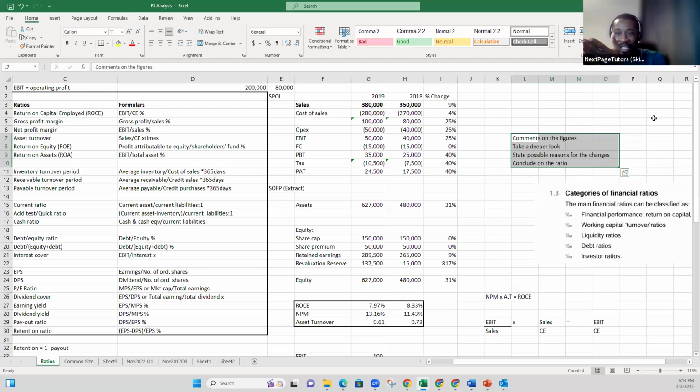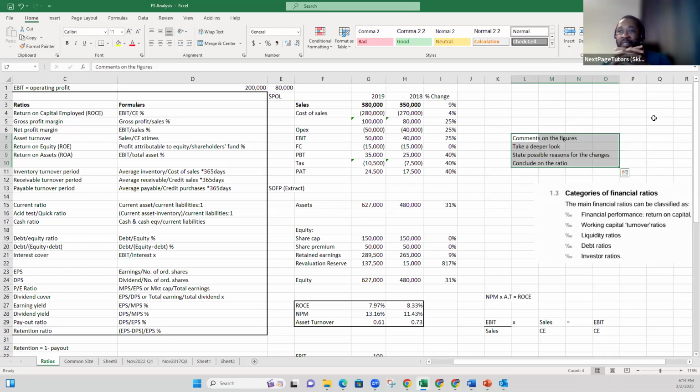I can see that, as you can see, it declined because asset turnover declined from 0.3 times to 0.61, despite the increase in net profit margin from 11.43 to 13.16. Okay, interesting. So now, ROCE decreased. That decrease, I can only attribute it to the decrease in asset turnover, despite the slight increase in the net profit margin. And that's my comment so far.